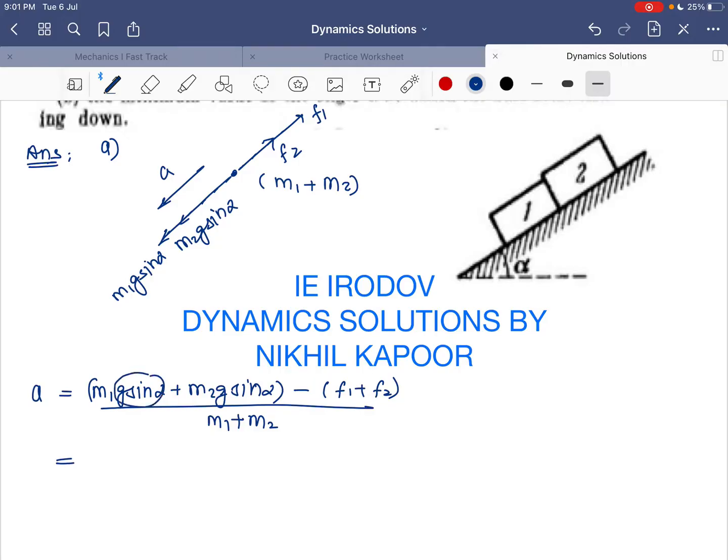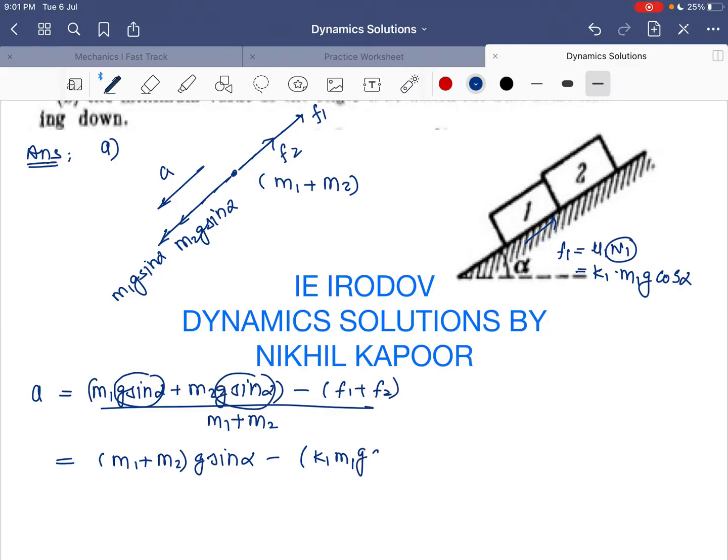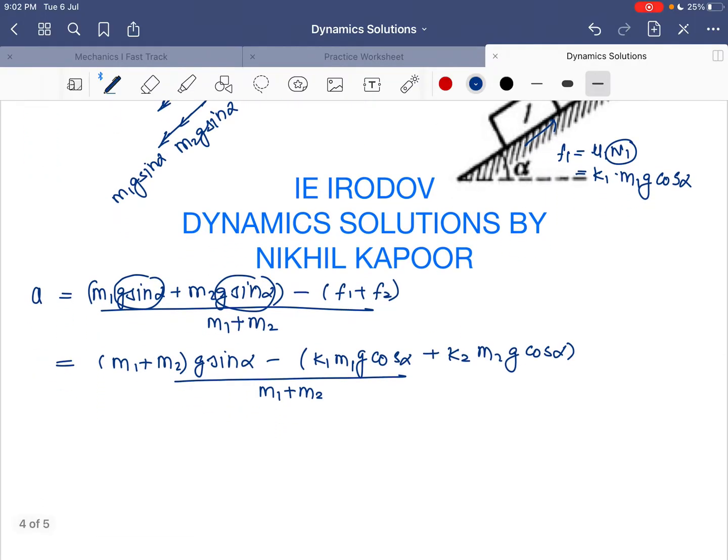Here, as you can see, g sine alpha can be taken as common, so it will be m1 plus m2 in bracket g sine alpha minus the frictional force. The frictional force on this block will be equal to mu1 into normal reaction. As the coefficient of friction is k1 and the normal reaction is m1g cos alpha, it will be k1 m1g cos alpha, plus k2 m2g cos alpha, whole divided by m1 plus m2.